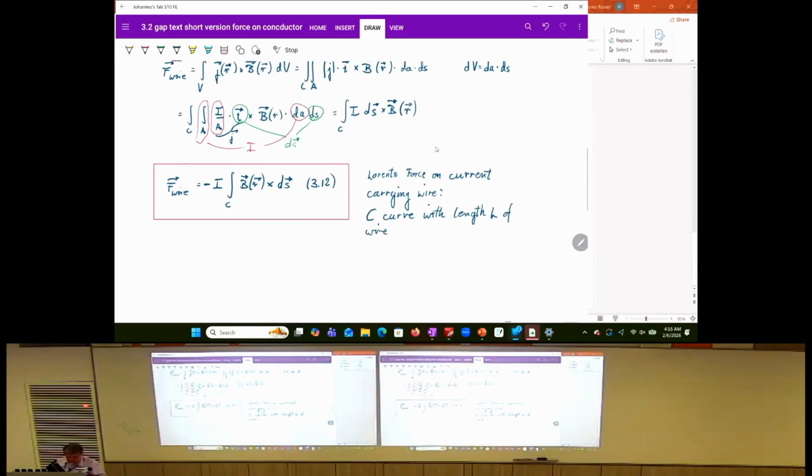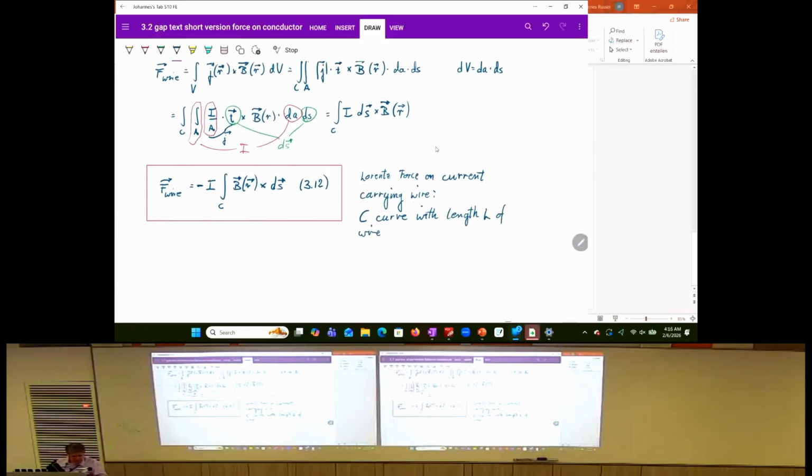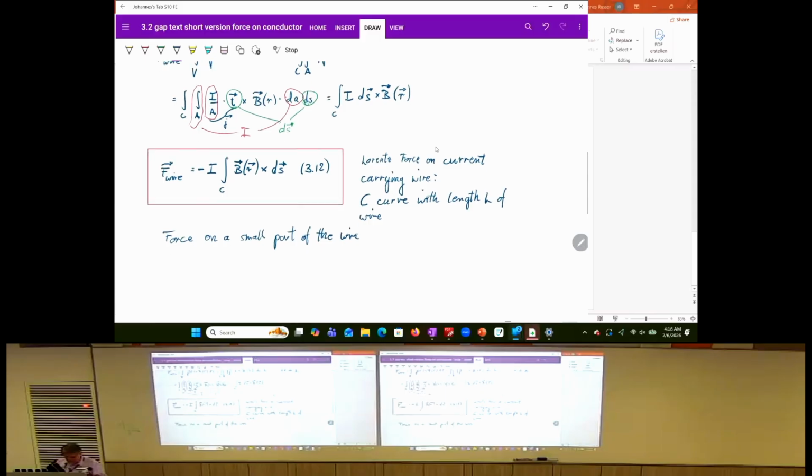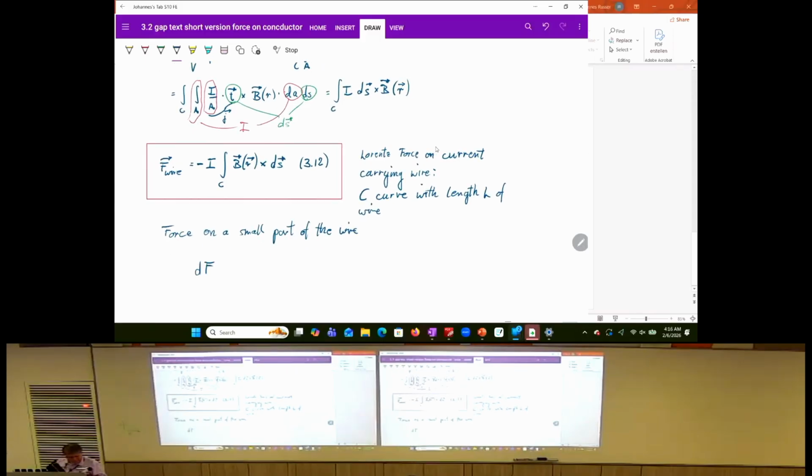And if you look at the force on just a small part of the wire, then you would get the dF of the force on the wire by taking just the minus A times magnetic flux across the orientation of that wire segment. This is equation 3.14.